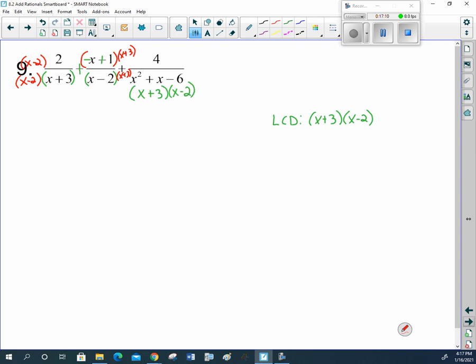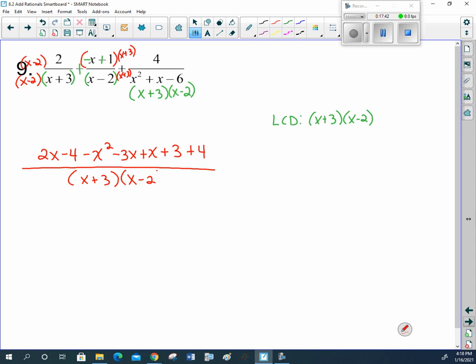Okay, let's go ahead and do that. 2 times x is 2x. 2 times negative 2 is negative 4. And the next statement would be negative x times x is negative x squared. Negative x times 3 is negative 3x. 1 times x is x. And 1 times 3 is 3. And then on the end, we have the plus 4 all over our common denominator, our lowest common denominator, x plus 3 and x minus 2.